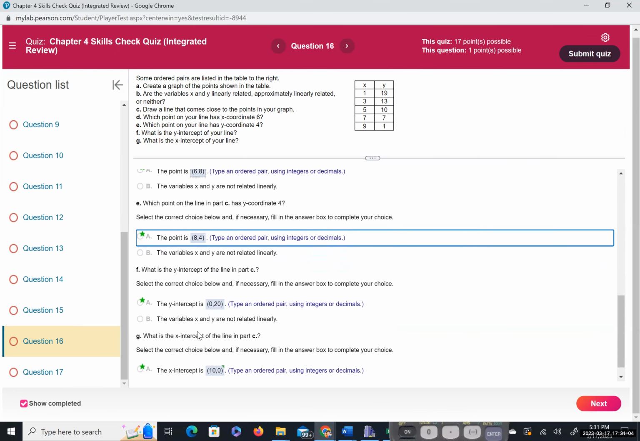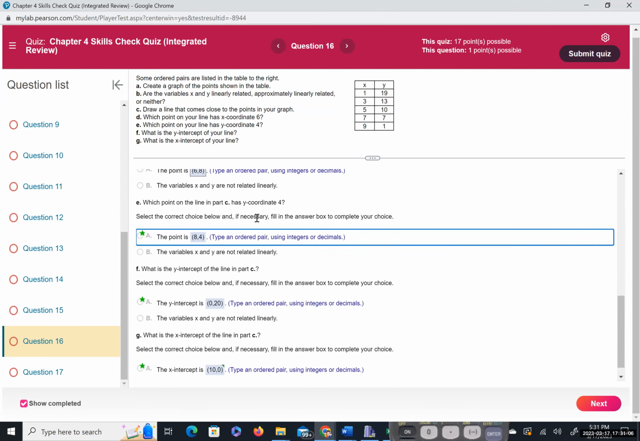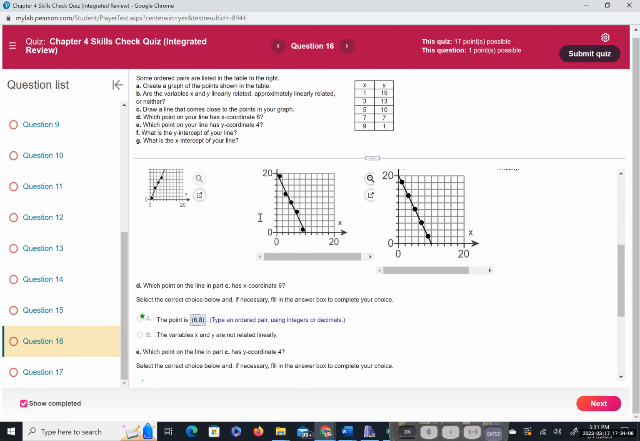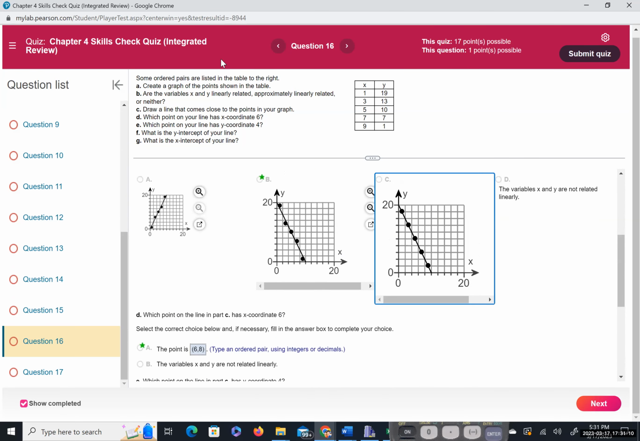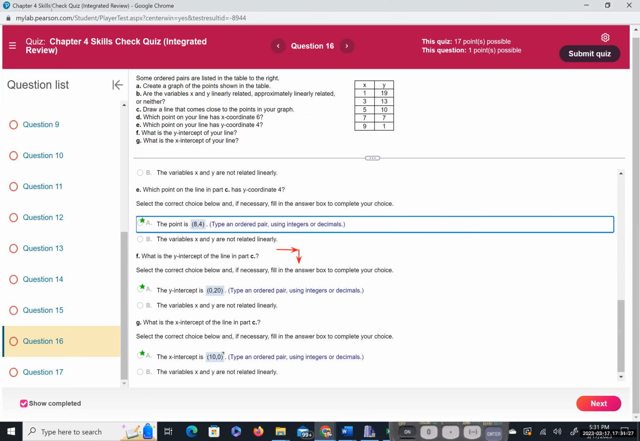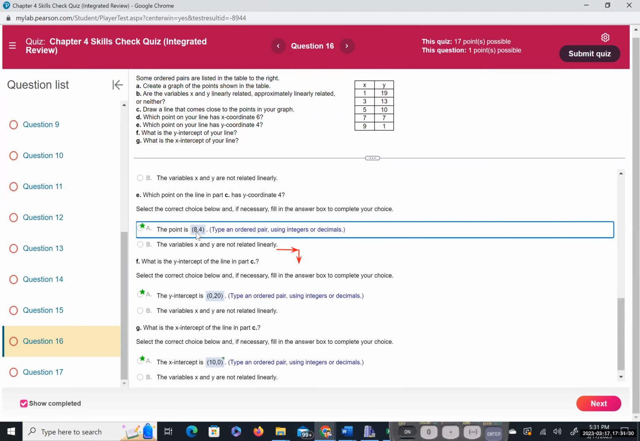Okay. So which point on the line has y coordinate 4? So we look at the y coordinate, right? Where's the 4? 4 is here. And which point is that? With the x value going to be 2, 4, 6, 8. So 8, 4, right? 8, 4. That's the real one. Okay.